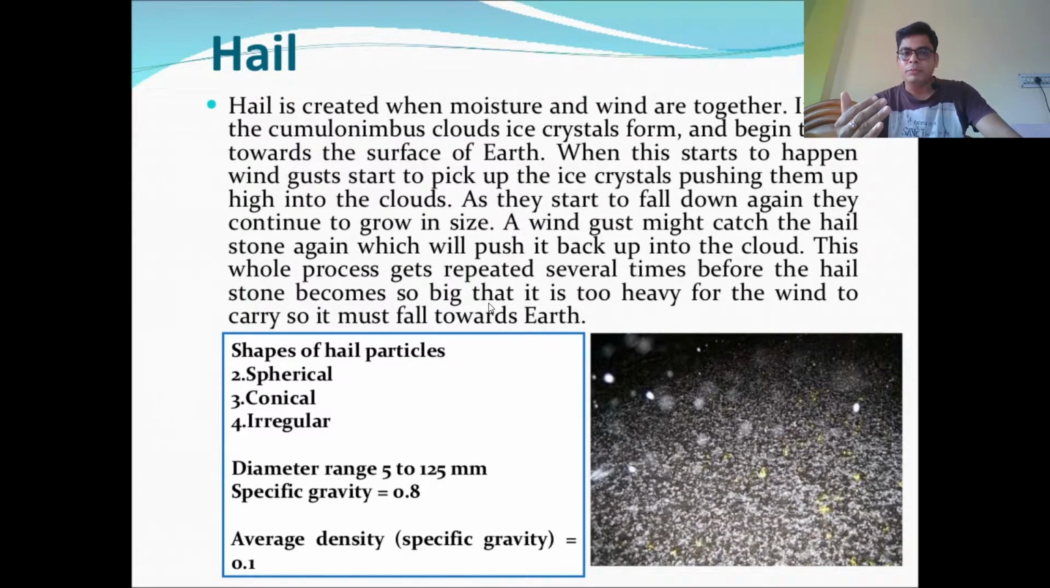If you stop this video again and again, you can write these notes also. Hail can have different shapes: spherical, conical and irregular.